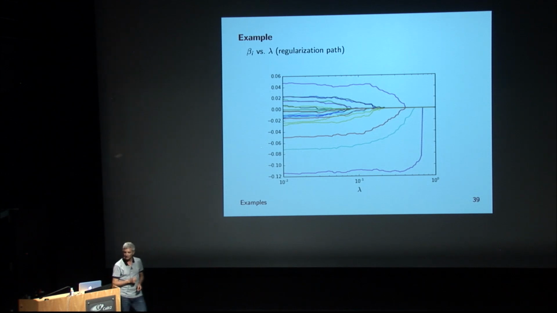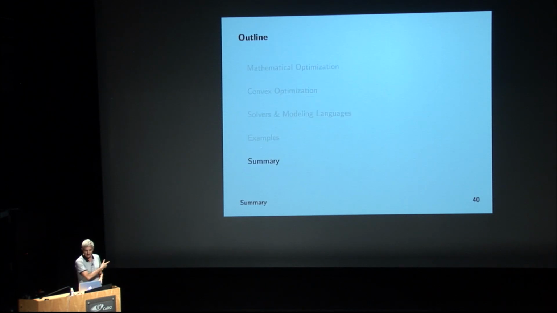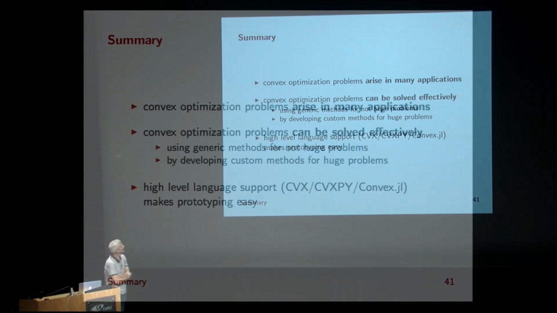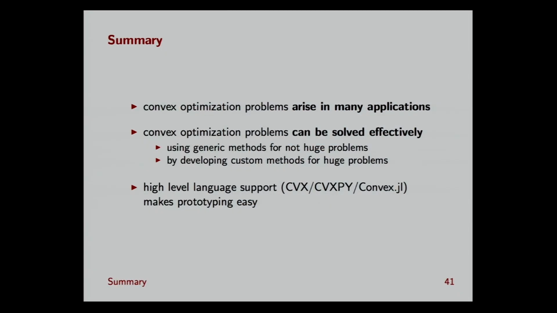I'm not saying that's a good thing or bad thing, but this is very typical, except that instead of 20 and 4, it's 20 million and 400, in which case you can't plot it. So, okay. I'm going to wrap this portion up right now. The summary is that these problems arise in a lot of applications.